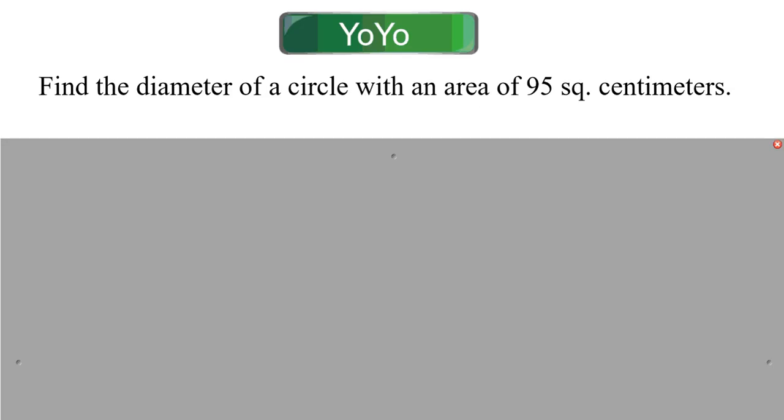Can give you a chance to try. I'd like you to find the diameter of a circle that has an area of 95 square centimeters. This is kind of a backward question. I'm giving you the area, asking you to find the diameter. So probably first find the radius, and then use the relationship between the radius and the diameter to find the diameter. So pause the video now, unpause once you've had a chance to try.